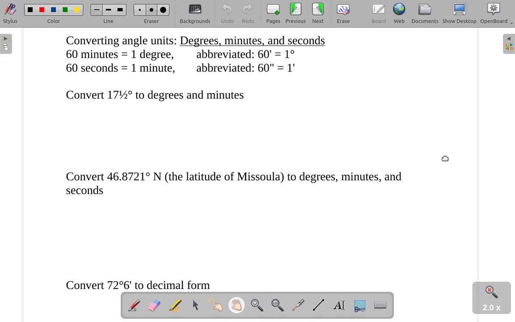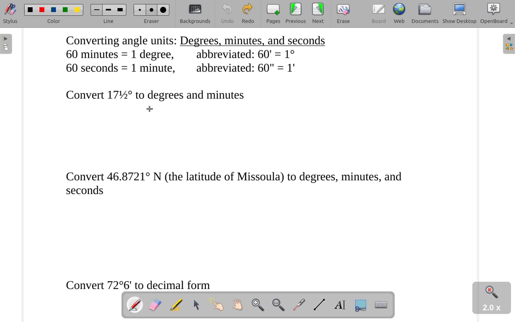Oftentimes angles can be given in a couple of different ways. You can either give angles using a decimal form, or you can subdivide angles into minutes. There's 60 minutes in a degree. And you can further subdivide minutes into seconds. There's 60 seconds in a minute, as you would probably expect from time. But of course, this talking about minutes and seconds is not talking about time. We're talking about subdividing angles.